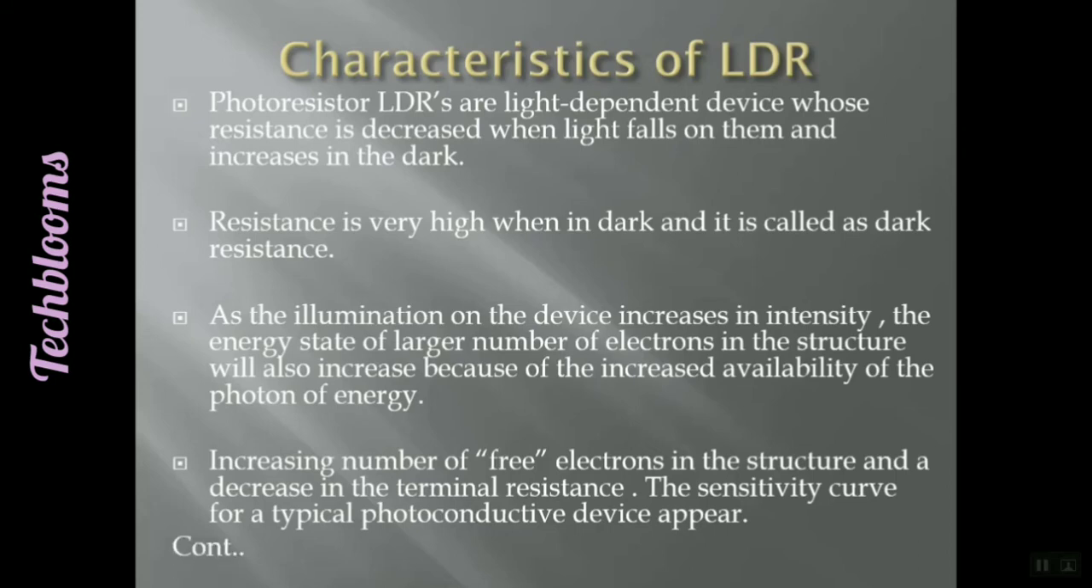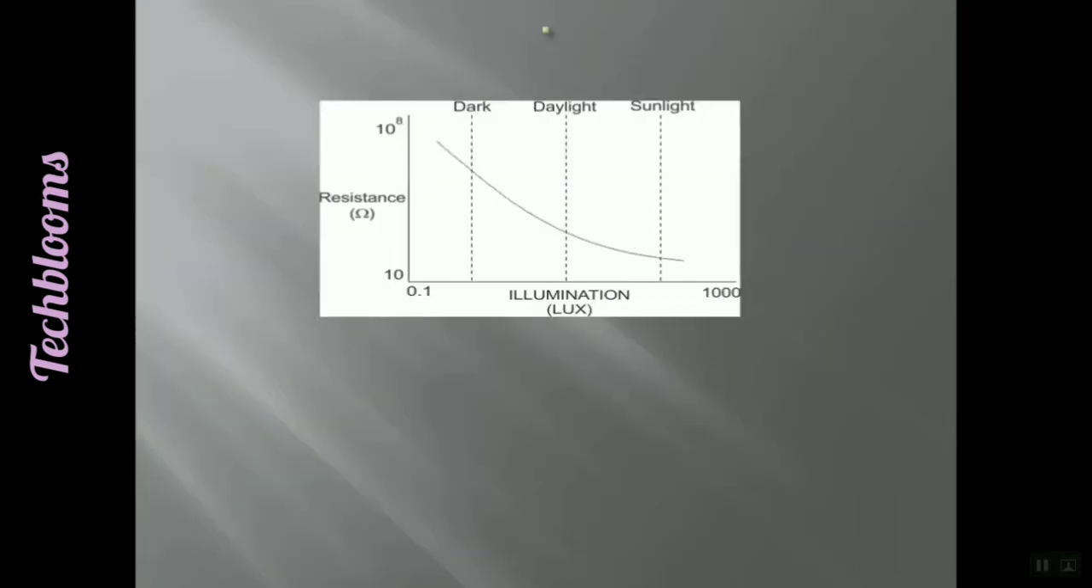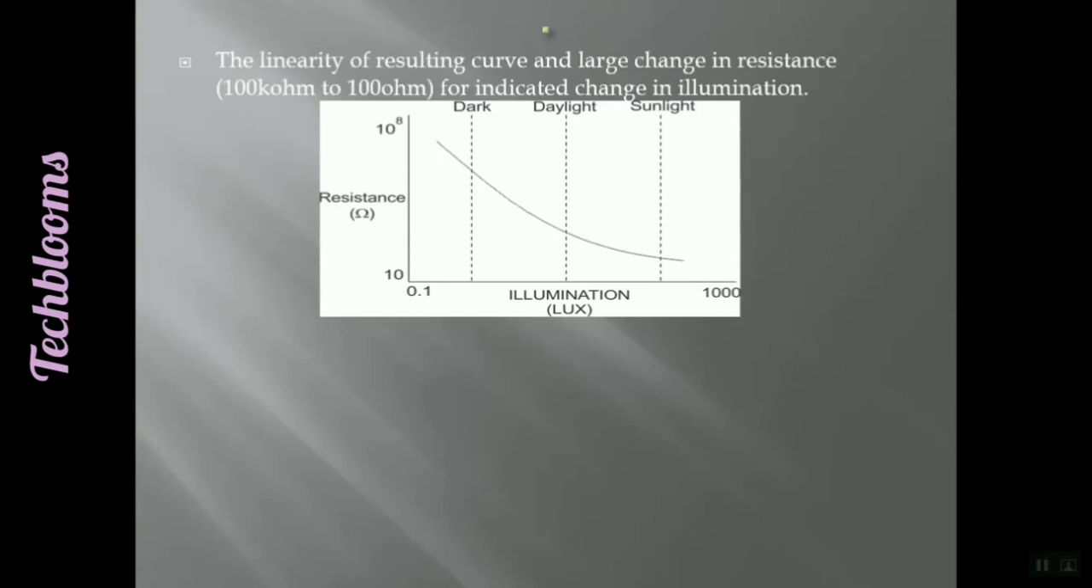Now we'll see the sensitivity curve. Here is a basic typical curve of an LDR. You can see in the dark the resistance is high, around 10 raised to 8. In daylight it is somewhere in the middle, around 10 raised to 3. In sunlight it is very low. So when the illumination is high, the resistance decreases. This is an exponentially decreasing curve of an LDR.